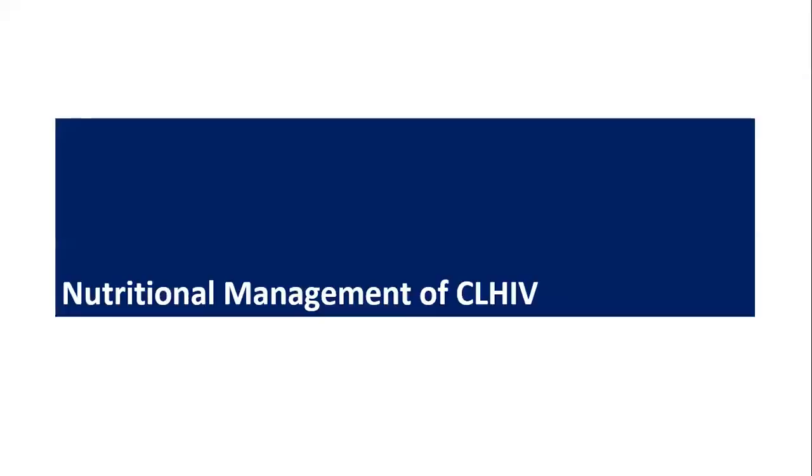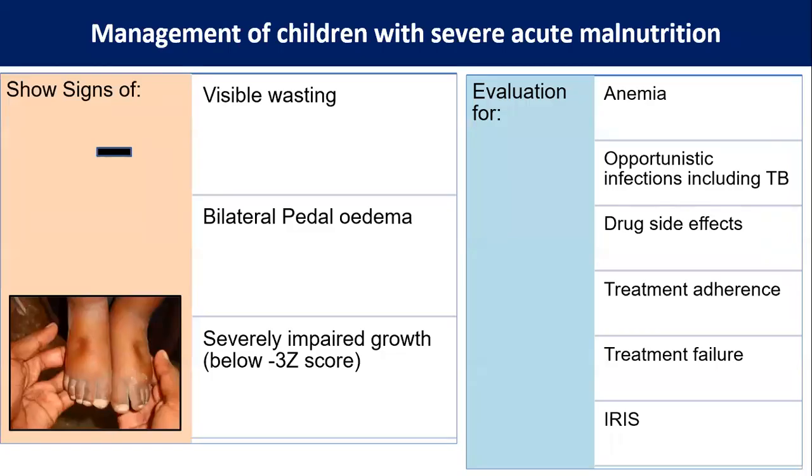Next. Now coming to the nutrition management, how we manage the child. The child can have visible wasting and can have bilateral edema. In the slide you can see you have to press the foot, and the pressure has to be given for more than 5 to 6 seconds, and there you can see pitting edema. You can also see severely impaired growth if it is less than 3 standard deviation.